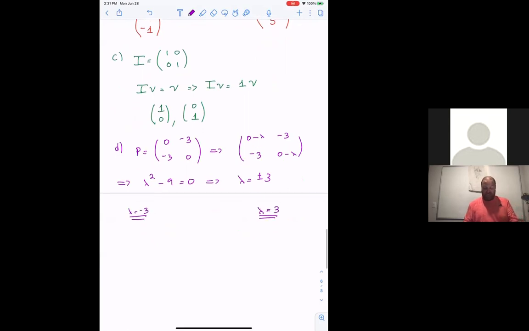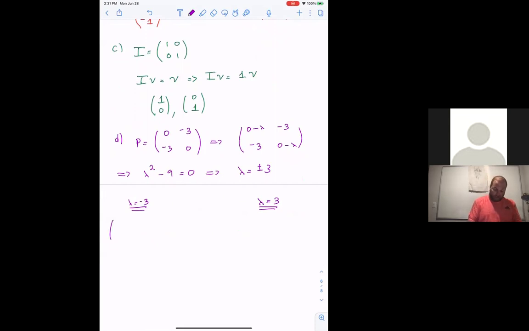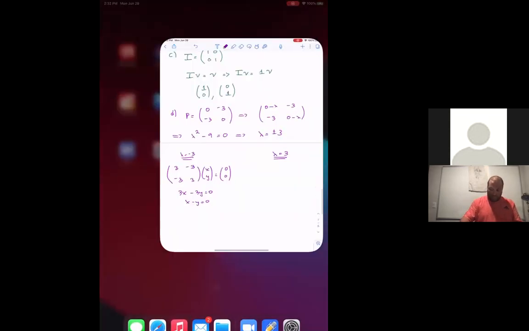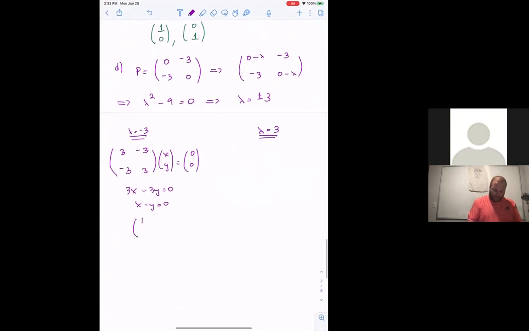We want both the eigenvectors. For -3, 0 minus -3 is 3, -3, -3, 3, acting on the unknown x, y gives me 0, 0. First line, 3x minus 3y is equal to 0. That's the same thing as saying x minus y is equal to 0. So I get 1, 1 as my eigenvector.